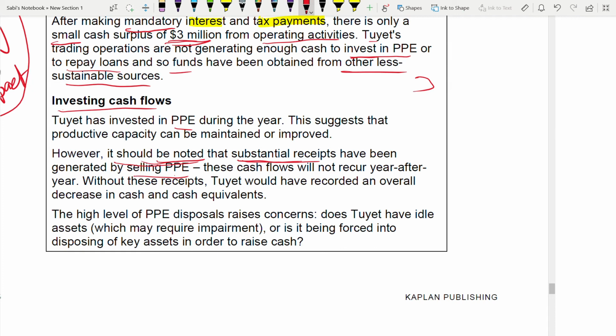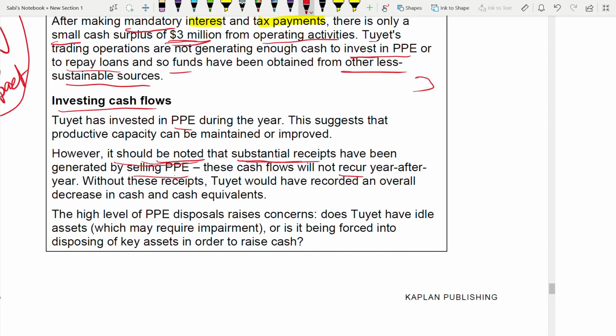Why? It's not recurring. See, you sell property, plant, and equipment and get the cash flow. It's only one time. You don't sell it often. Operating activity, the higher the better it is because it's recurring. It's from your trading activity. But investing, selling property, plant, and equipment and getting a huge amount is not a good thing because you are getting it only once. It's not recurring.